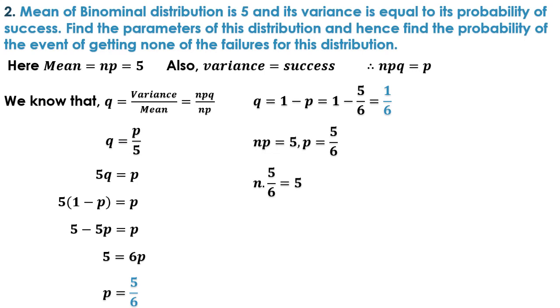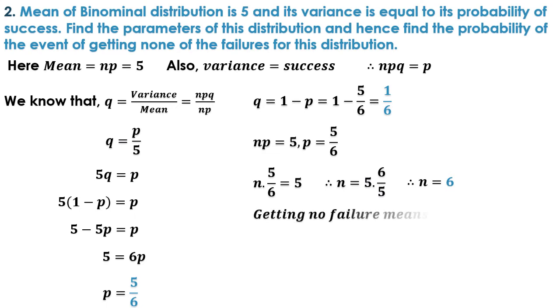So N into 5 upon 6 is equal to 5. I will take this 5 upon 6 on the opposite side. It will become inverse. So that would be N is equal to 5 into 6 upon 5. 5 in the numerator, 5 in the denominator will be cancelled. I will get N is equal to 6. So my two parameters are P 5 upon 6 and N 6.